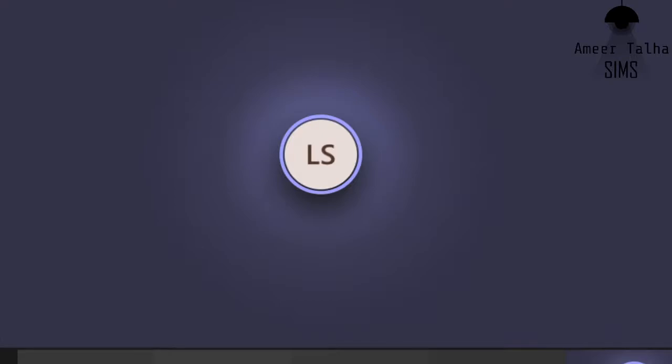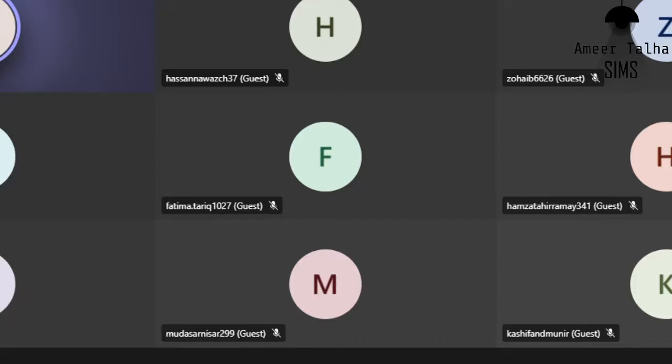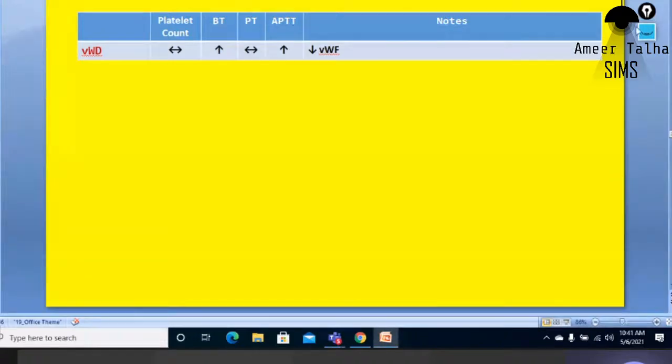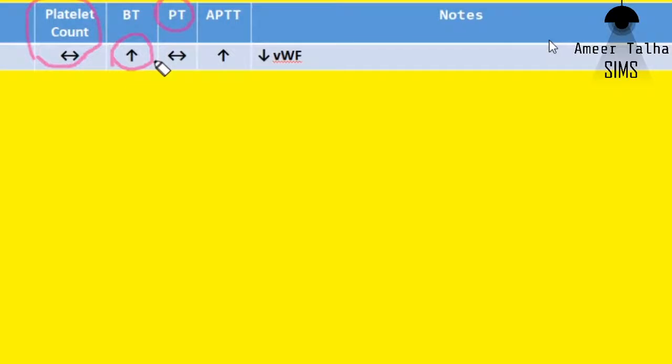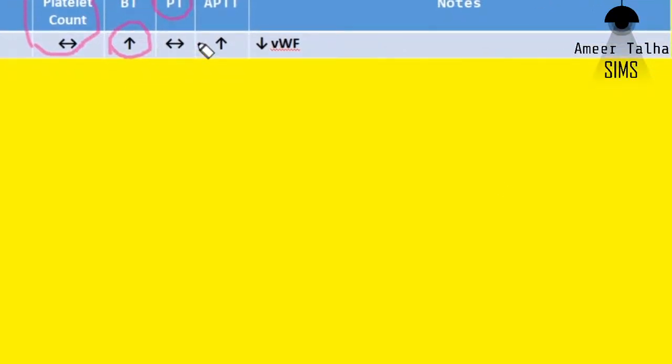What about the prothrombin time? Now you have to tell me. The slide is not visible, sir. It is showing black. Okay, fine. Thank you. So what about prothrombin time? Will the prothrombin time change in VWD? No, normally, it will be normal.